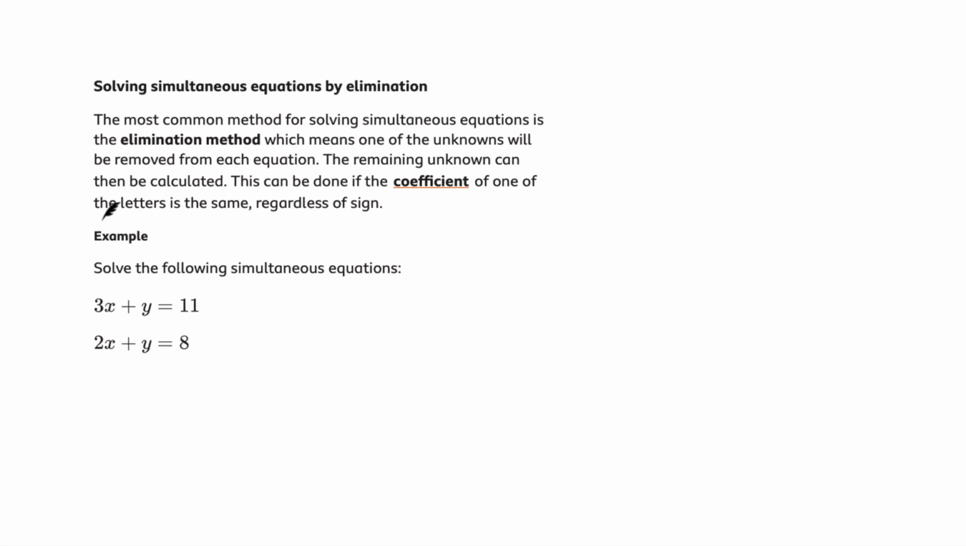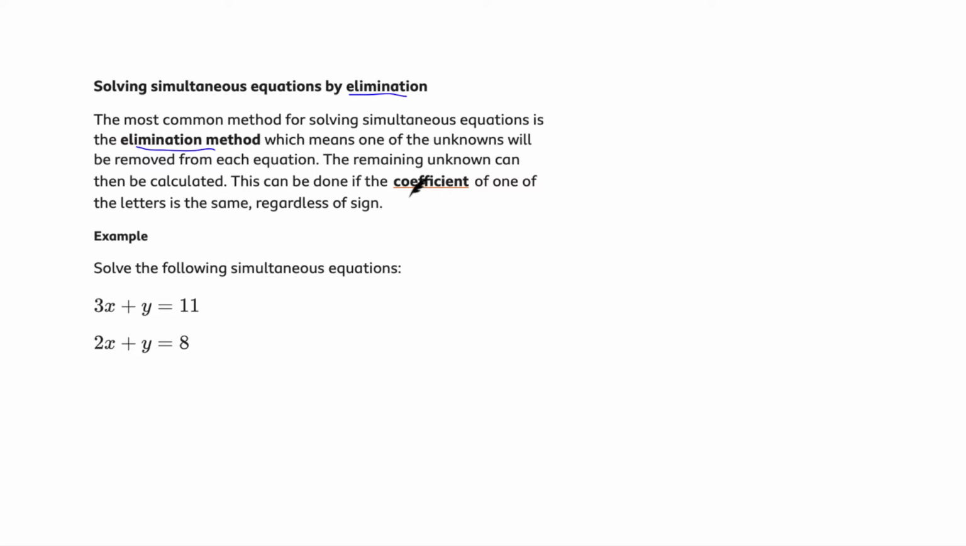Before I move on to the various classic past paper problems, let me introduce the concept of elimination or substitution. So what exactly is elimination? Let's have a look at it first. The most common method for solving simultaneous equations is the elimination method, which means one of the unknowns will be removed from each equation. Hence, we will be left with one variable only. The remaining unknown can then be calculated.